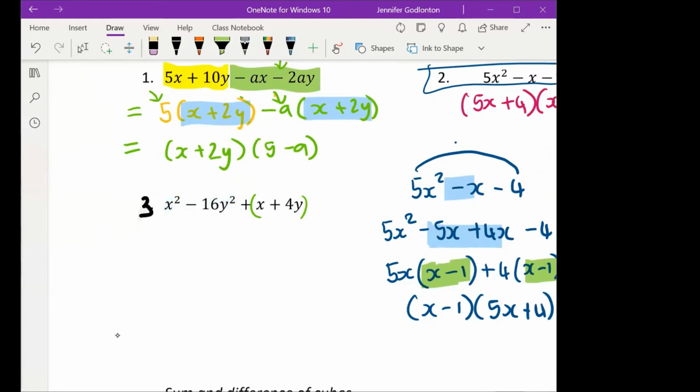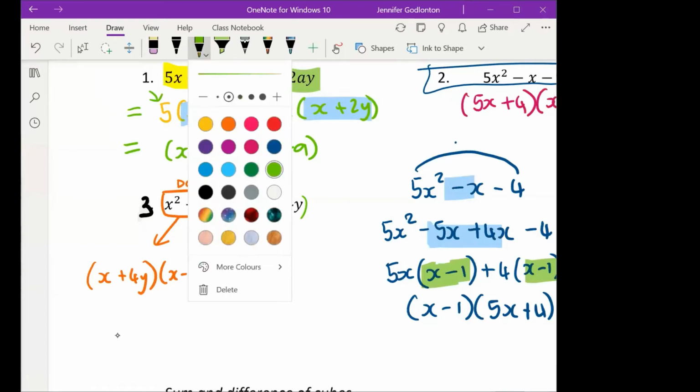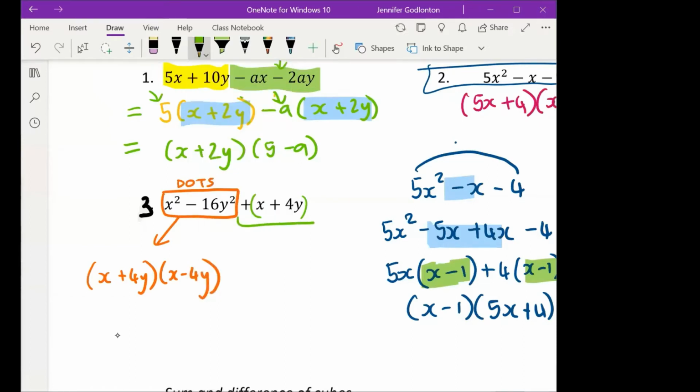Okay, if I look at x squared minus 16y squared, I can definitely do difference of 2 squares. The way I break up that difference of 2 squares, I'm going to have x plus 4y, and then I'm going to have x minus 4y. So that's my difference of 2 squares. Then there's nothing I can do with this, so I'm just going to write it as plus x plus 4y. So that's our first step.